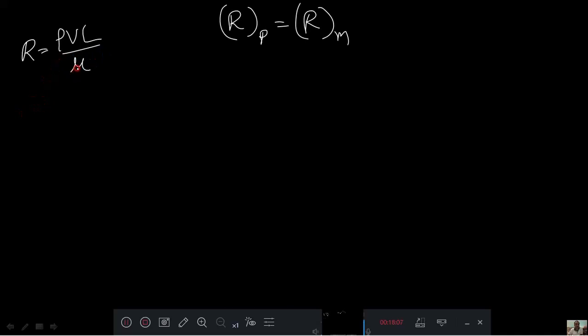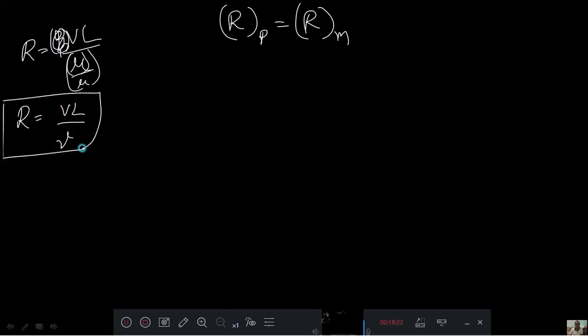Here very important, mu is the dynamic viscosity but kinematic viscosity is given, therefore rho will come down, so remove it, and this is your nu, that is VL by nu. This formula I need to use. Then Vp Lp by nu p is equal to Vm Lm by nu m.